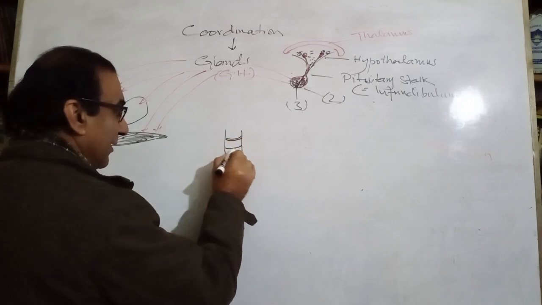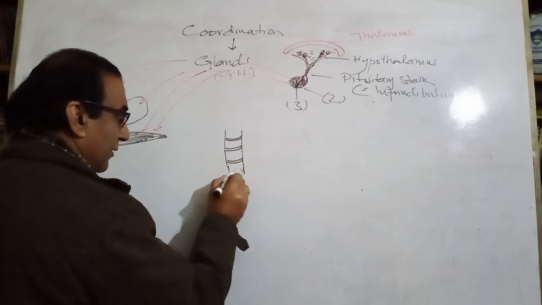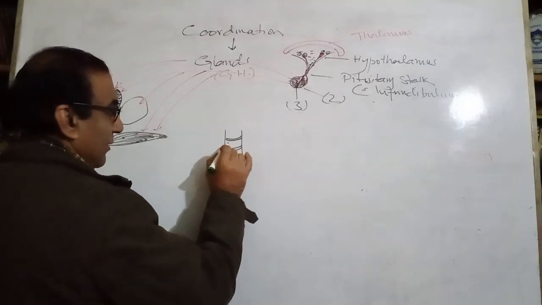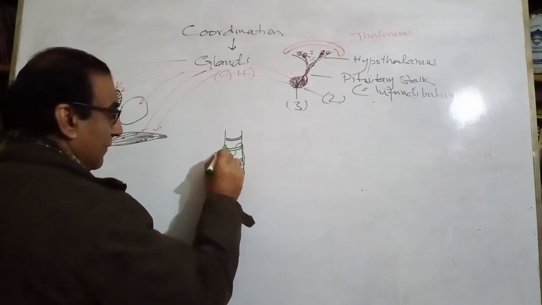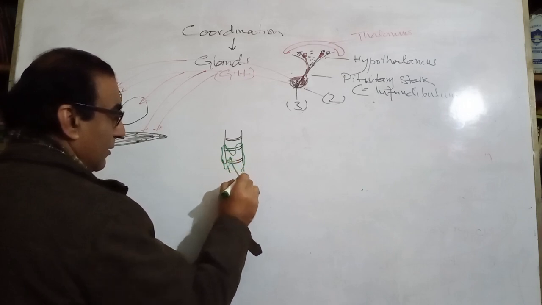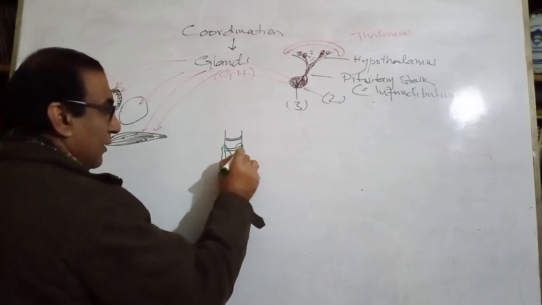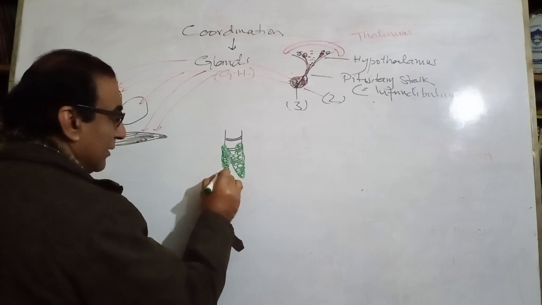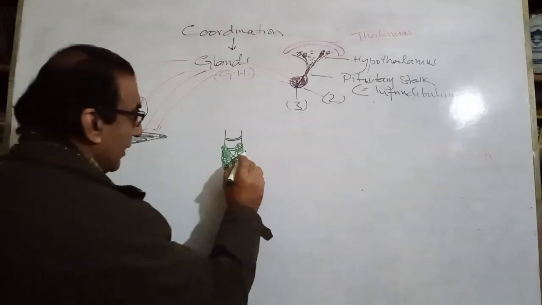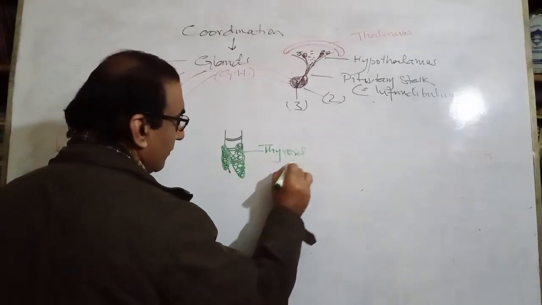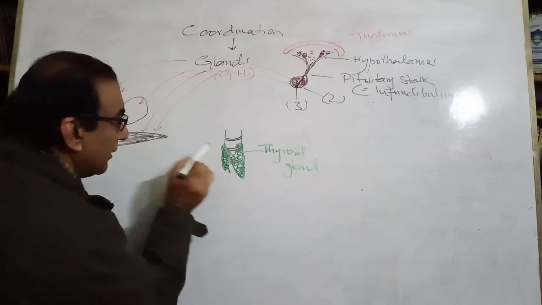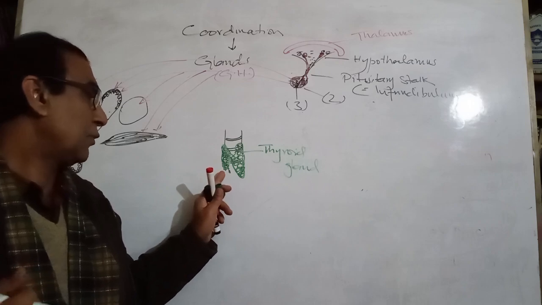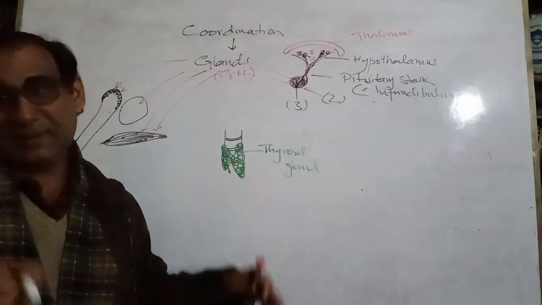See, here is the trachea, and these are the follicles of the thyroid gland. What is a follicle? Follicles are small sac-like structures. This is the thyroid gland. This is the right anterior lobe, this is the left anterior lobe, and this is the right posterior lobe and the left posterior lobe. Mind it that the left posterior lobe is a bit longer.